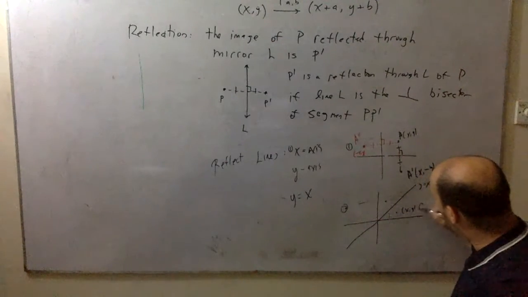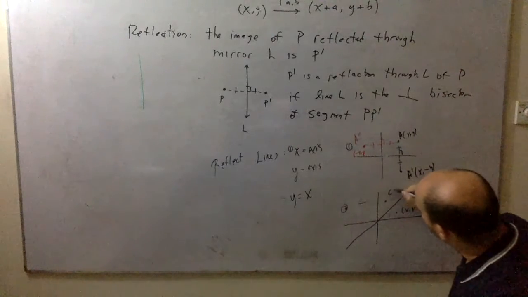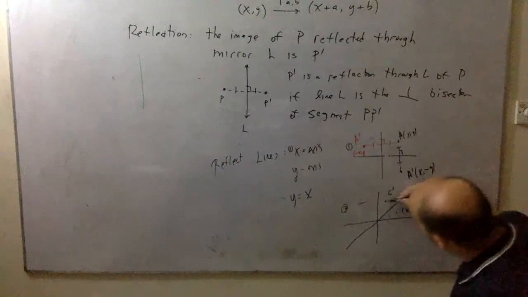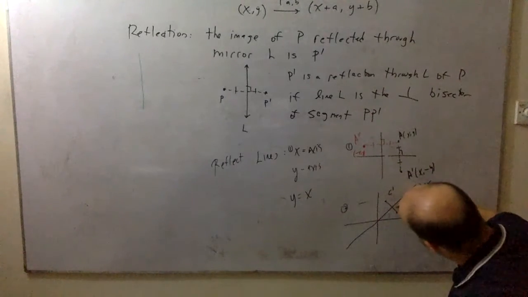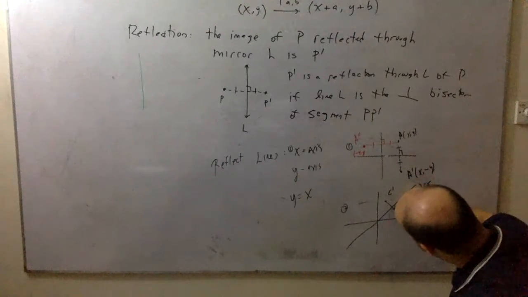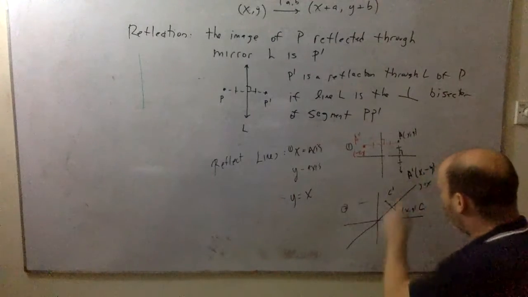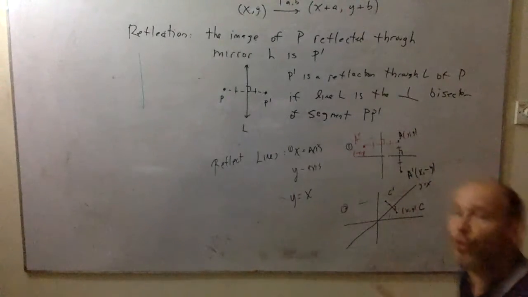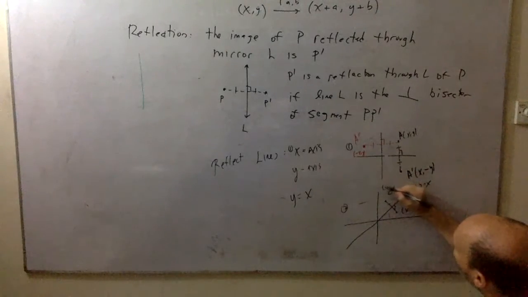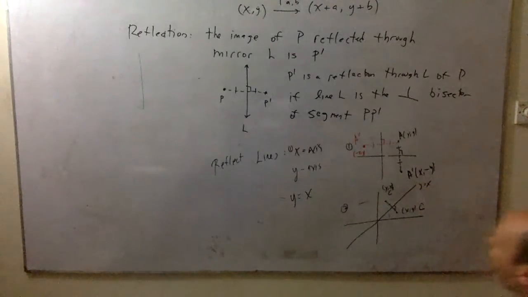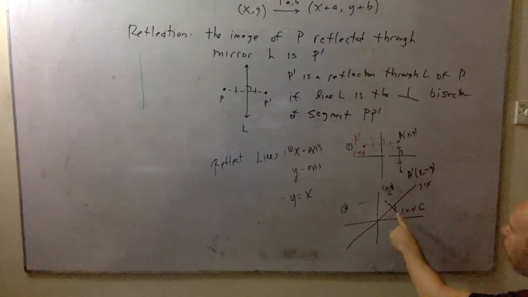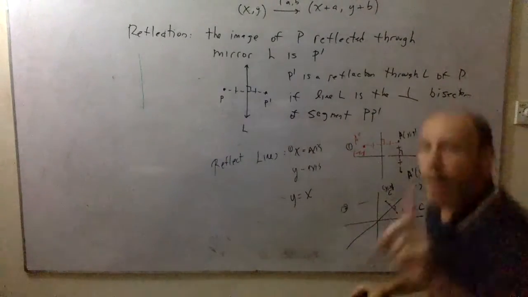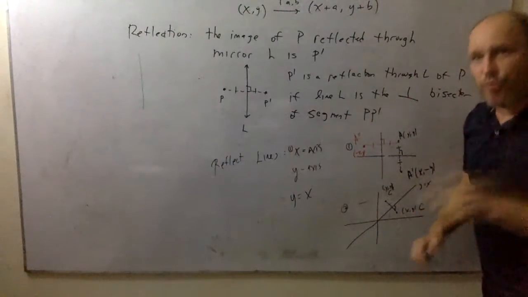Let's call this C. We know it's C prime, right? We know this is a mirror because the mirror is the perpendicular bisector of the segment. But the question is, what is that point? I'm going to leave it to you to prove that it's actually (y, x). When you reflect a point over the line y equals x, you flip the coordinates. I want you to think about it and prove that.